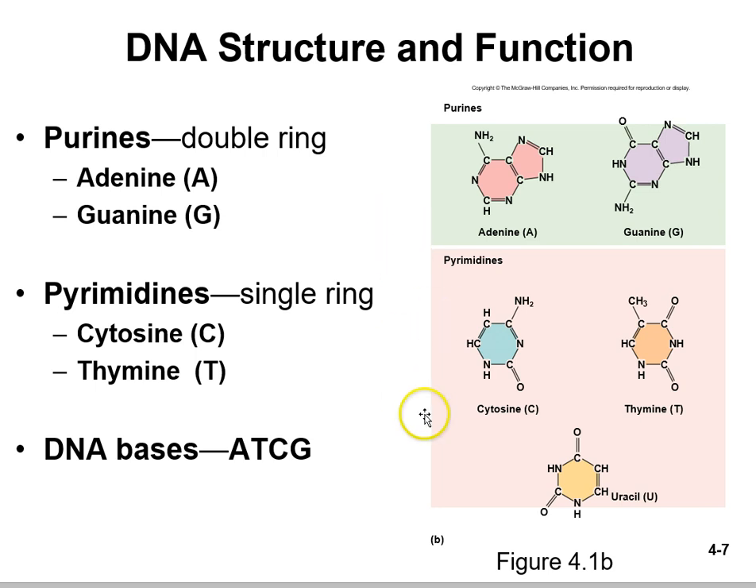They're called purines. They have double rings. Cytosine and thymine, plus uracil, which is found in RNA, have just a single ring. They're called pyrimidines. Instead of saying adenine, guanine, cytosine, thymine, and uracil, you can just say the first letter for each one to shorten things up. A for adenine, G for guanine, C for cytosine, T for thymine, and if we're talking RNA, U for uracil.